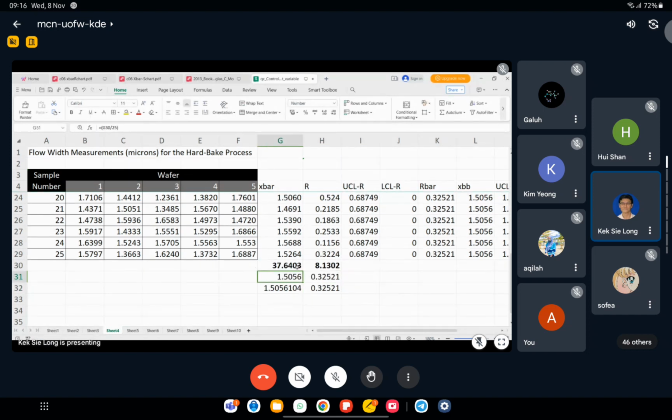Yeah. So once we get the sum, the next thing is to get the average, which is X double bar. So either you do like this, you just simply type equal and then point to 37.6403 and then divide by 25. Or you can just click like this. You click on 37.6403, divide, and then you click on 25, enter. Or you can use this command, average, and then you highlight from G5 to G29. Then you also will get the same value.